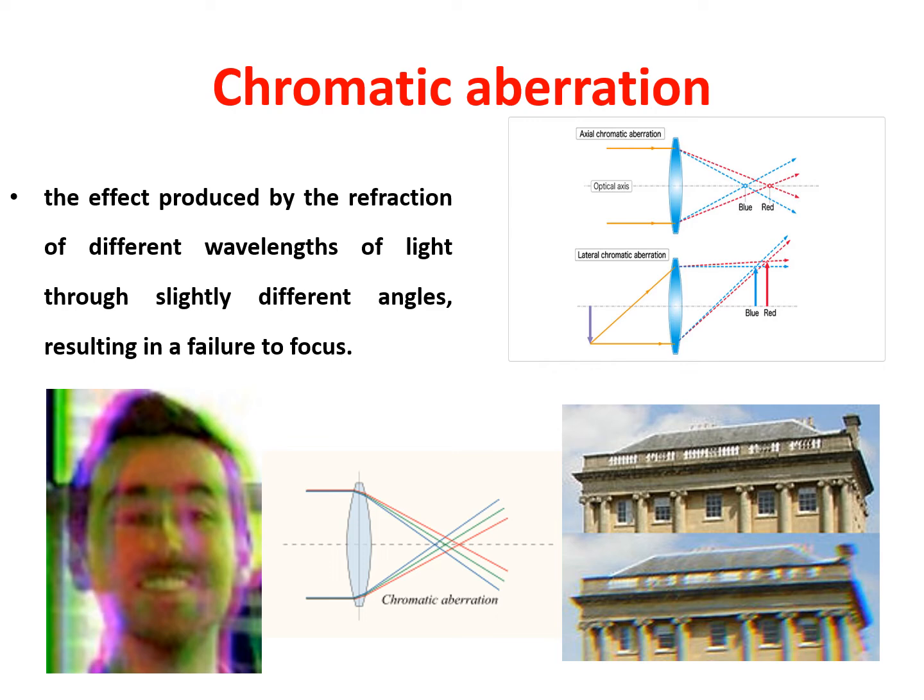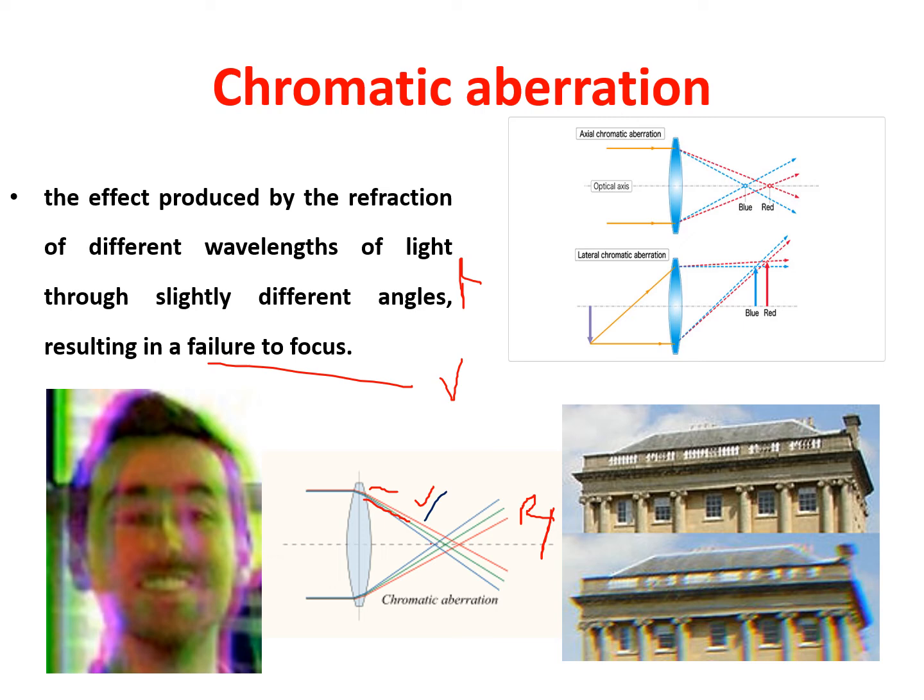Already you know that the effect produced by the refraction of different wavelength of light through slightly different angles, resulting in a failure of focus. How? Already we know that the 7 colors VIBGYOR: violet, indigo, blue, green, yellow, orange, the final one red. See here, this is about a violet color and this is about the red color. Am I clear? So violet and your red colors.